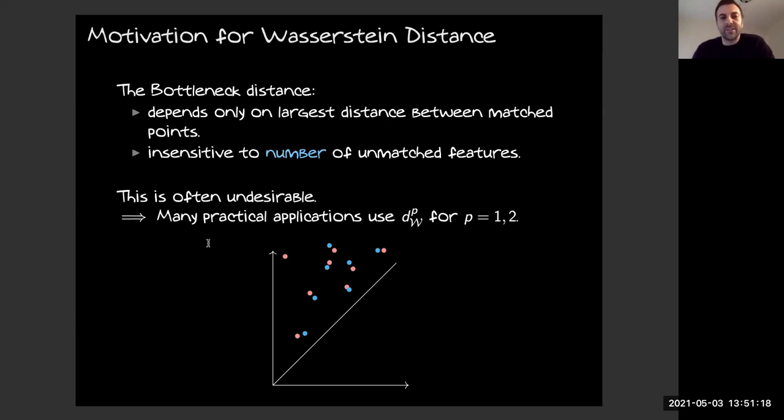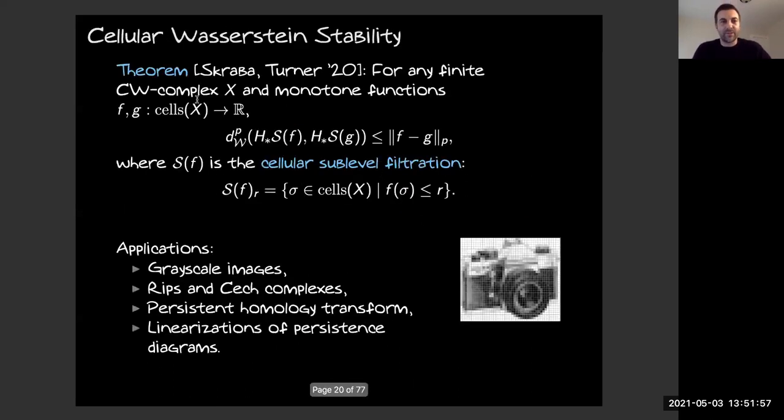Also, the bottleneck distance is insensitive to the number of smaller unmatched features. It really cares only about the unmatched feature furthest away from the diagonal. And these are often undesirable features, as I understand it. As a result, you see a lot of practical applications that are using the p-Wasserstein distance, usually for p equals 1 or 2, in place of the bottleneck distance. There's a host of papers. I think we have 8 references in our paper to papers that are using this, and I'm sure there are many more that we haven't found.